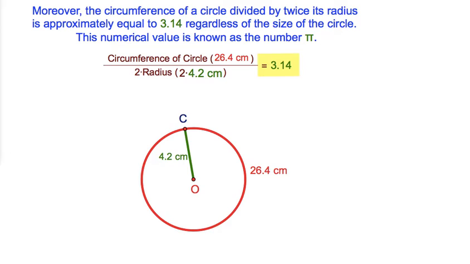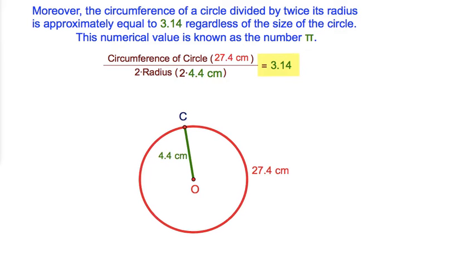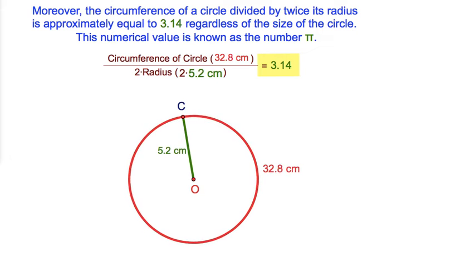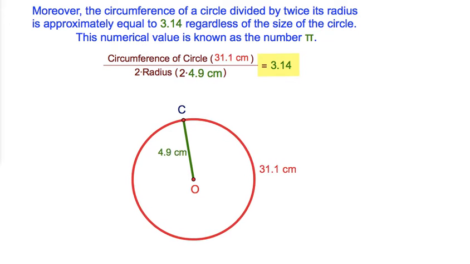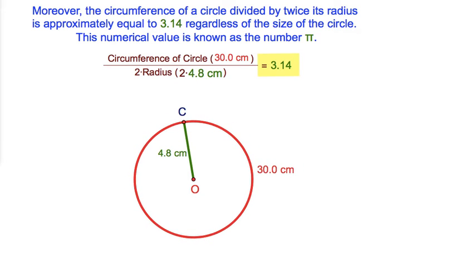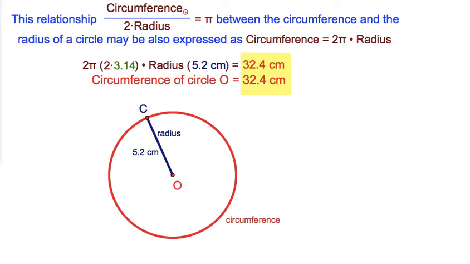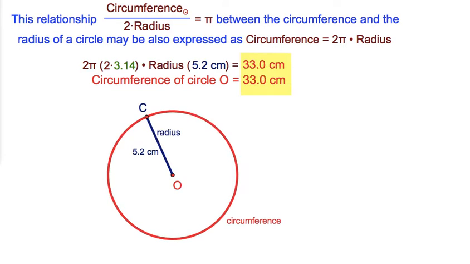Moreover, the circumference of a circle divided by twice its radius is approximately equal to 3.14 regardless of the size of the circle. This numerical value is known as the number pi. This relationship between the circumference and the radius of a circle may also be expressed as circumference is equal to 2 pi times the radius.